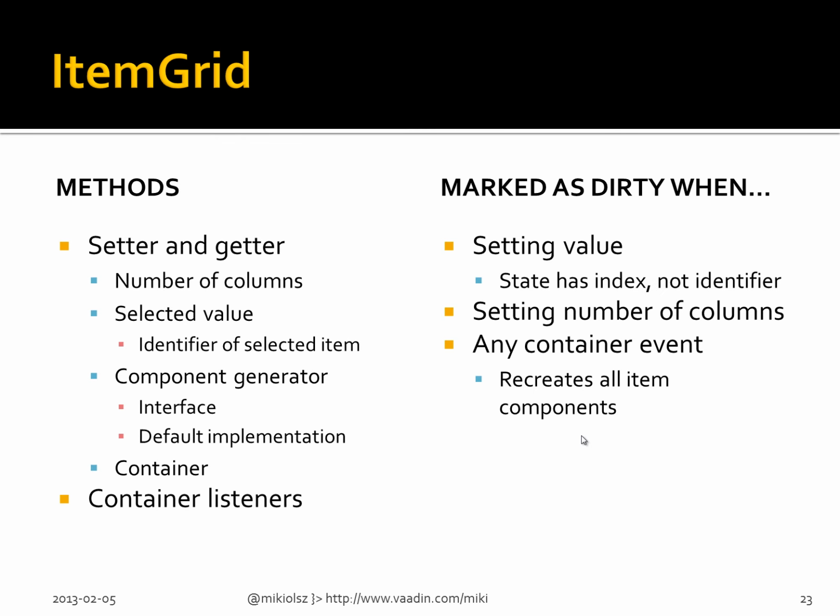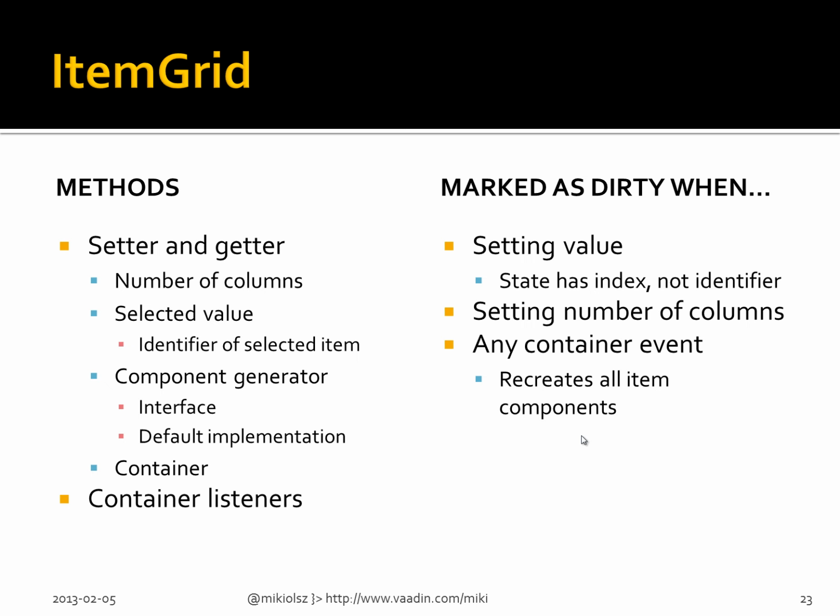So our grid component will have a setter and getter for number of columns and the selected value. Of course, it will refer to the identifier of a selected item. Then there will be a component generator that we will provide a default implementation for. And this component generator will be used to produce cells that will be rendered on the client side. And of course, we need to be able to set a container data source and read the container data source. And then we need to listen to all the container events that are happening. For example, when an item has been added, we want our grid to add a new cell there instead of just doing nothing.